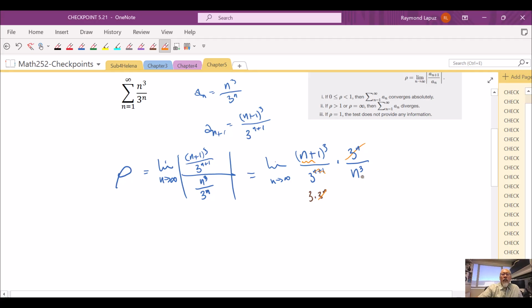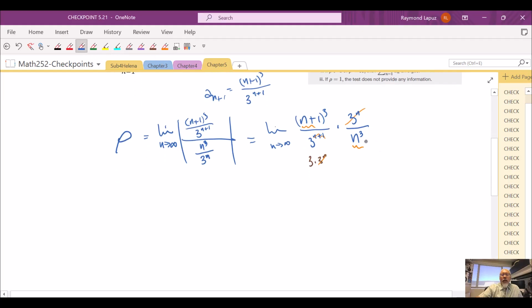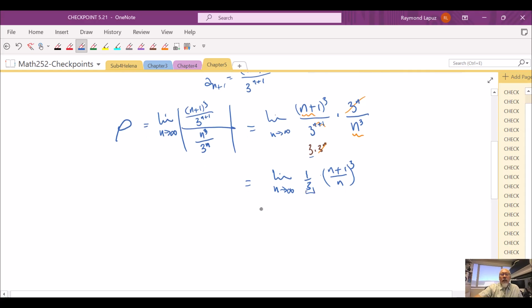And then meanwhile, the n plus 1 to the third and the n to the third can go into one fraction. That would be the fraction n plus 1 divided by n, all that to the third power. So we have the limit as n goes off to infinity, and a 1/3 coming from this 3, and then we have n plus 1 over n, all raised to the third power. Now if we take the limit of this, this 3 can come all the way out, and then we take the limit as n goes off to infinity of n plus 1 over n to the third.